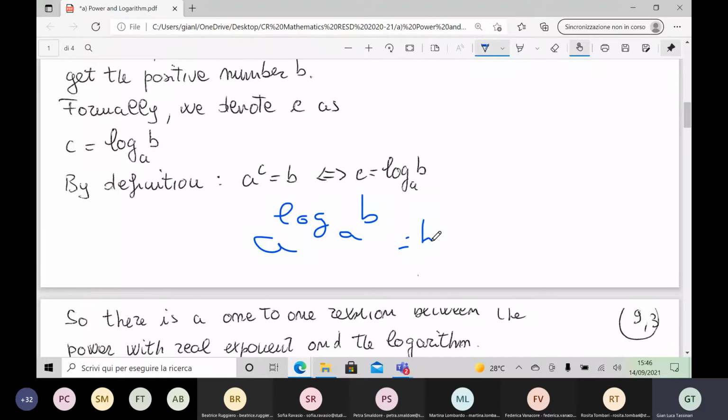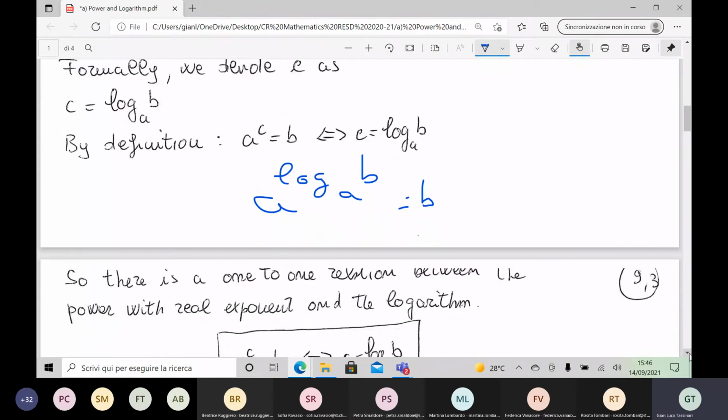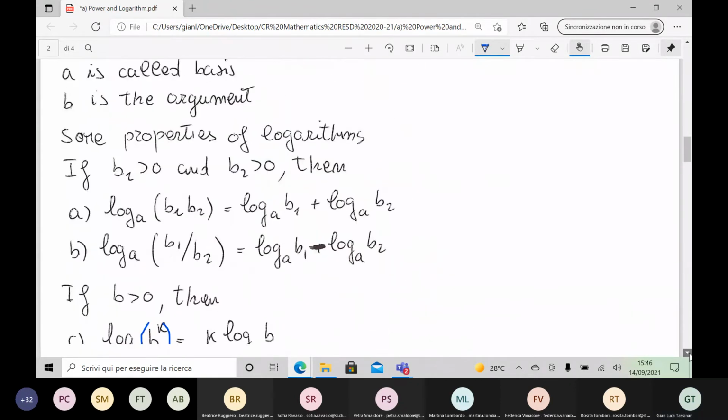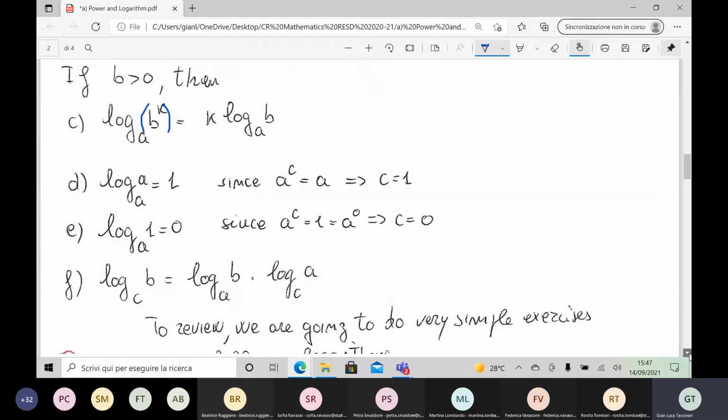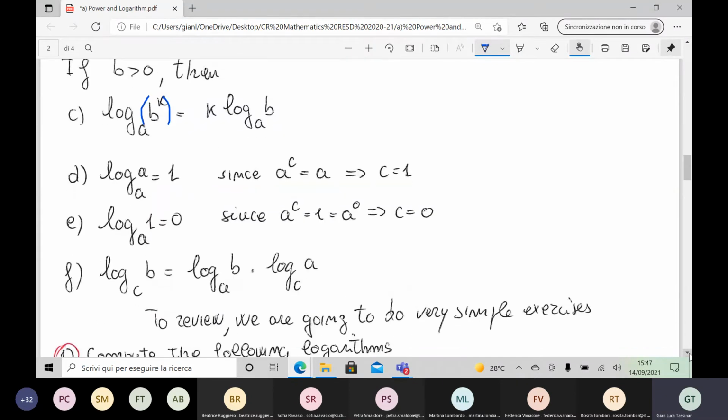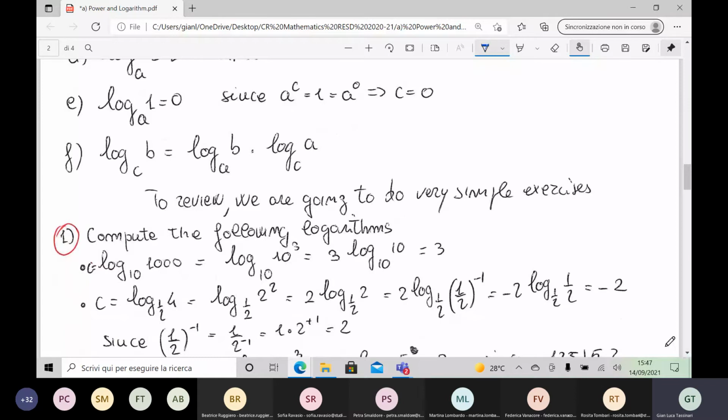So if you raise A to the power logarithm with basis A of Gigi, the result is Gigi. If you raise A to the power logarithm with basis A of 7, you get 7. So if you want, you can add also this property. This property is less important, guys. I reported it, but you can forget about it, I think. But maybe I read it with you. The other property is very important.